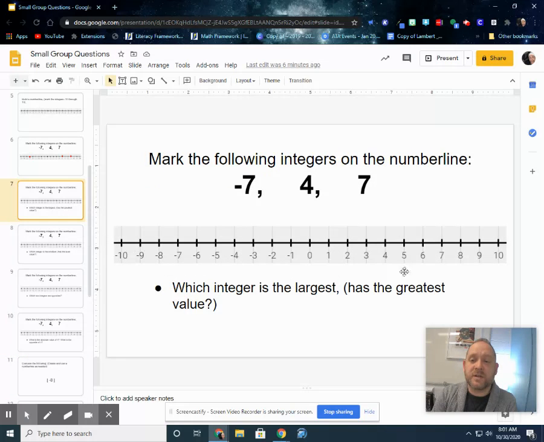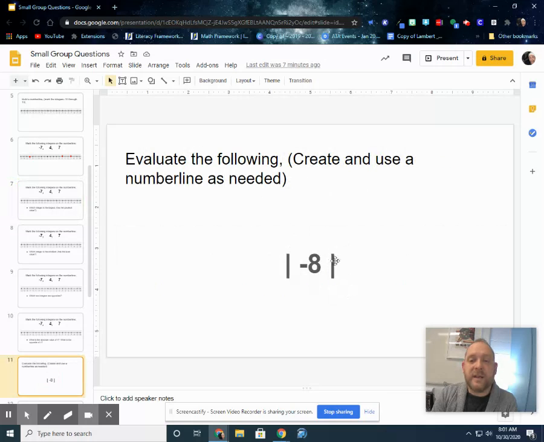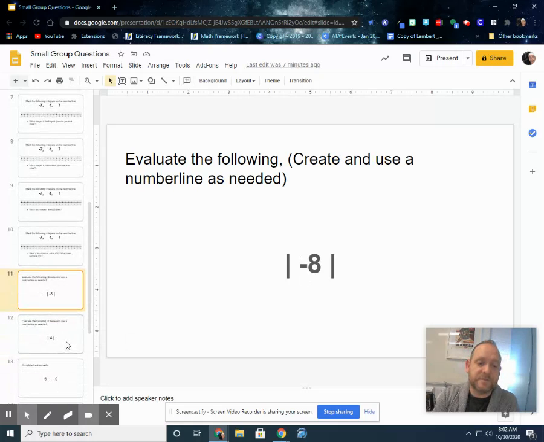Well, of course, we start at negative 8 and go to 0. We move 1, 2, 3, 4, 5, 6, 7, 8 spaces. And again, the absolute value of any integer is just the positive version of that integer. So the positive version of negative 8 would be 8, and that is indeed its absolute value.